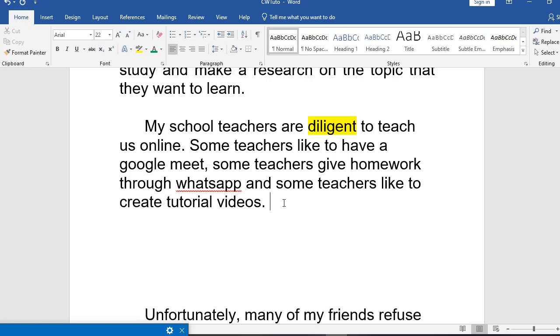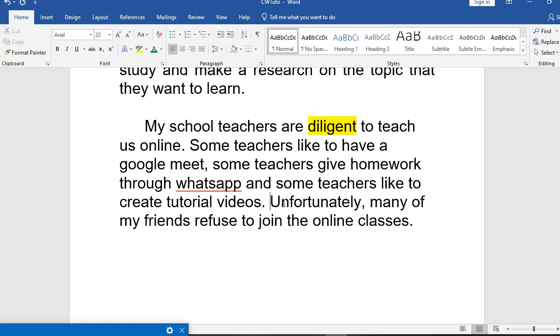Explain further about your experience. Unfortunately, many of my friends refuse to join the online classes. Why? Because just now we said that some of them are finding jobs. They already have a job, took a part-time job as a Foodpanda rider, for example. Okay. What else?